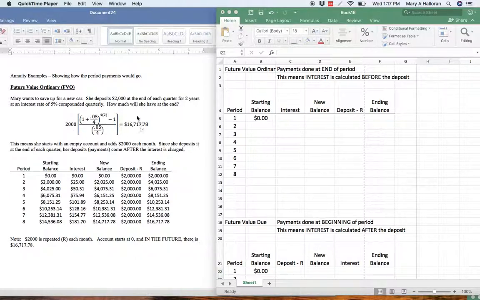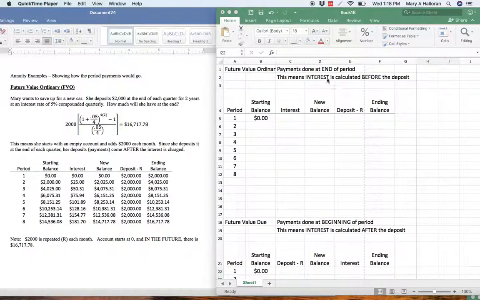And this is the formula, $2,000 each quarter, 5% interest, calculated 4 times a year for 2 years, and this is how much I'll have at the end. So this is how it works. I'll show you it being created. So we start off with a 0.